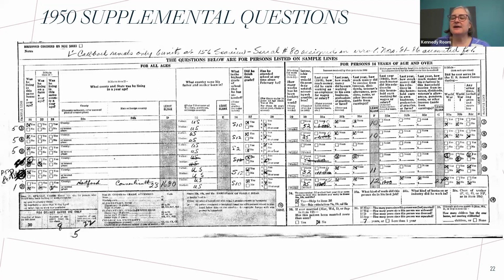Was he living in the same house a year ago? Yes. If no, was he living on a farm a year ago? Was he living in the same county a year ago? If no, what county and state? Well, yeah, no additional information there for me. What country were his father and mother born in? The US. What is the highest grade of school that he has attended? Secondary 10, so 10th grade of high school.